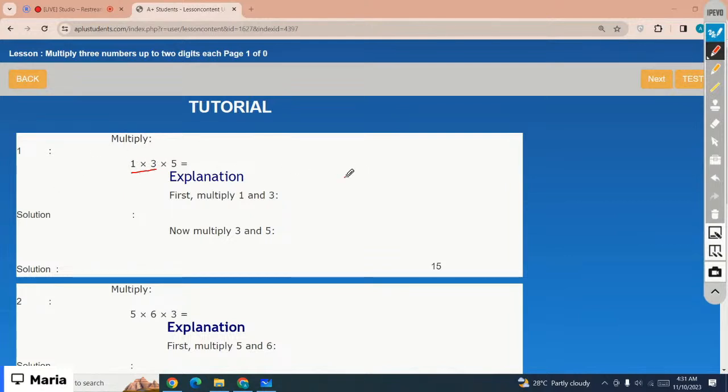You have the answer for 1 times 3, which is 3, and then you make another pair, that would be 3 times 5. 3 times 5 is 15, right? So just make the pair of numbers. When you have the pair of numbers, it is very easy to find their products.